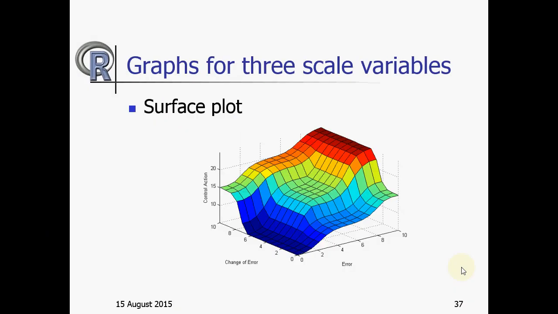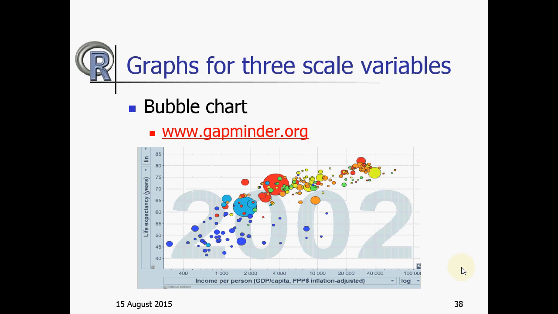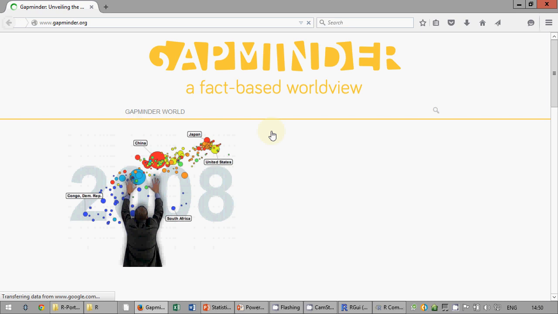Graphs for three variables. Well, the traditional one for three scale variables is the surface plot, something like this. Something which, at least in our commander, is not possible to do. Okay. There are many more interesting graphs. The best one I've seen is this one, look. It's available on the web.